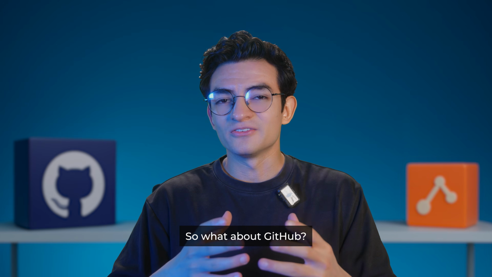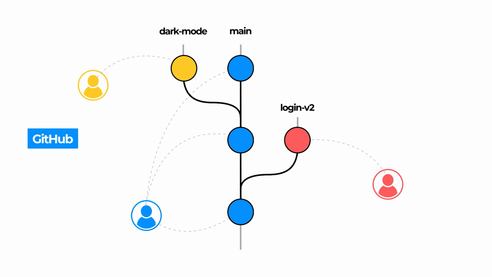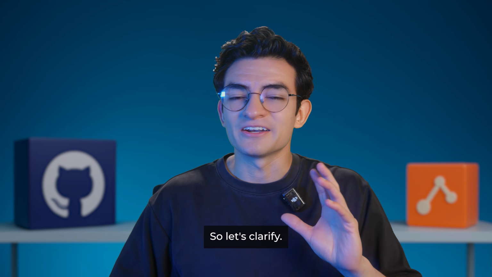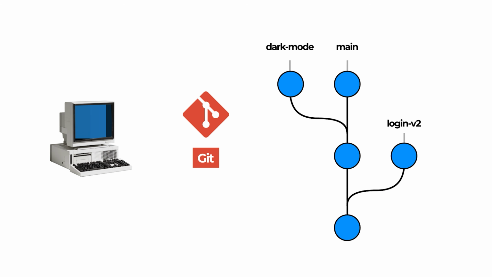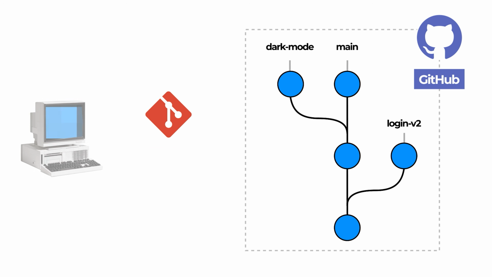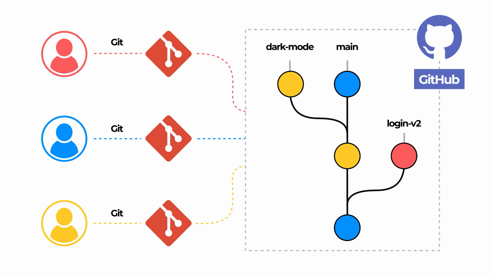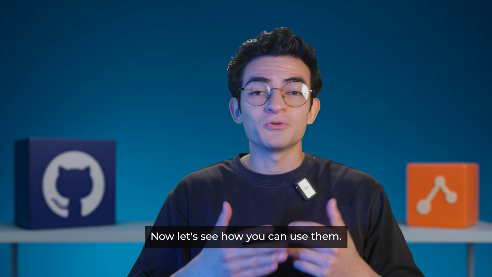So what about GitHub? We use GitHub when we want to collaborate, share our project, or work on someone else's project. So let's clarify. Git is a tool that runs on your computer. It helps you track changes of your code. GitHub is a website where you can store that code online and collaborate with others. Together, they give you full control of your project and your teamwork. Now let's see how you can use them.